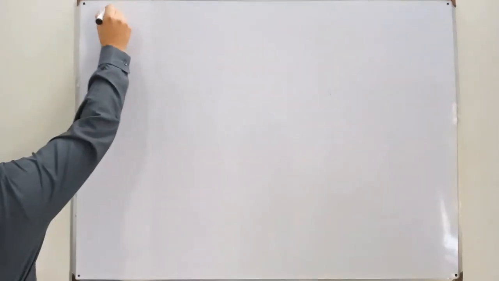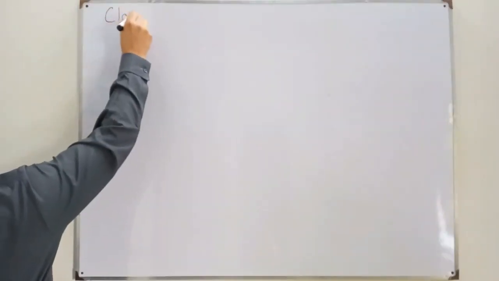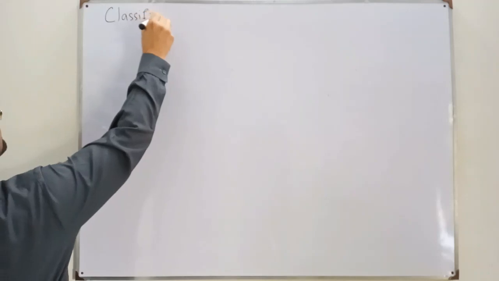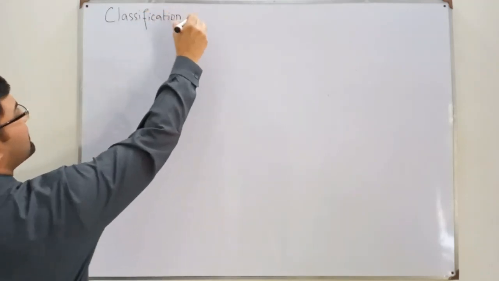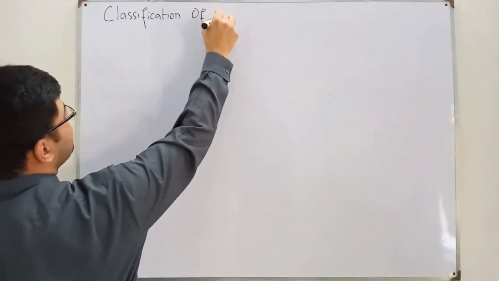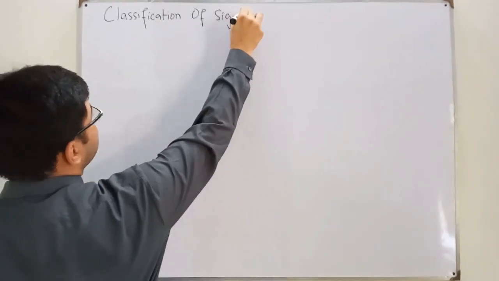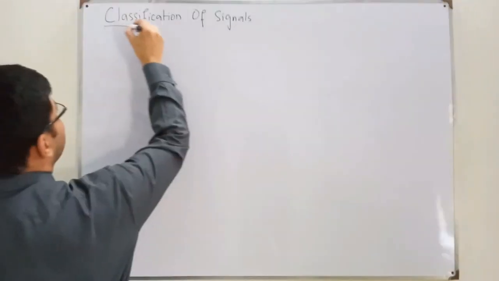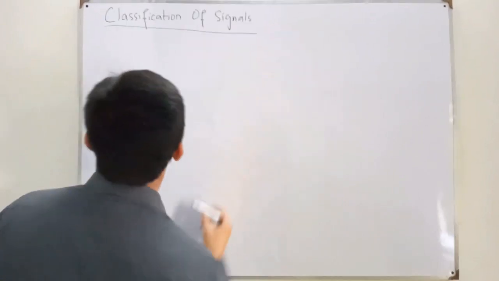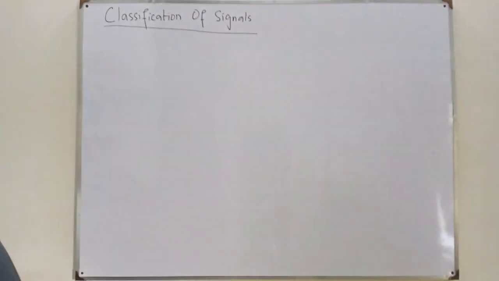Alright, so let me give the heading: Classification of Signals. Alright, now we see what a signal is in detail. Today we see the various classes of it.